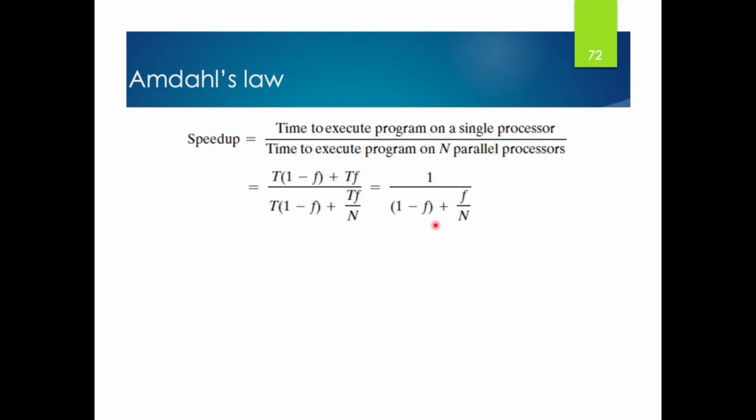I give you 1 minute to think about F here. You already know N, the number of parallel processors, or the amount of enhancement that you make on the system. Now the question is, what is F? I give you 1 minute to think about this factor. I hope that you already found the result.